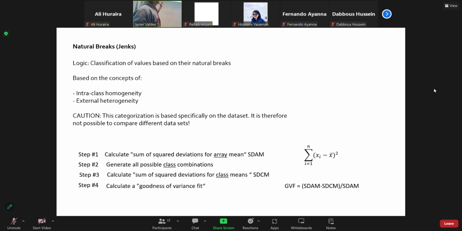I'm going to calculate the goodness of fit, of variance fit. The variance measured by that variance that we have. Okay, the error, that error that I'm calculating, it is not the standard deviation. It is just the sum of squares, which is the formula that you have here. So goodness of fit is going to be the sum of deviation from the array minus the sum of deviation of the class combinations, divided by the sum of deviation of the array. Do you understand the algorithm?